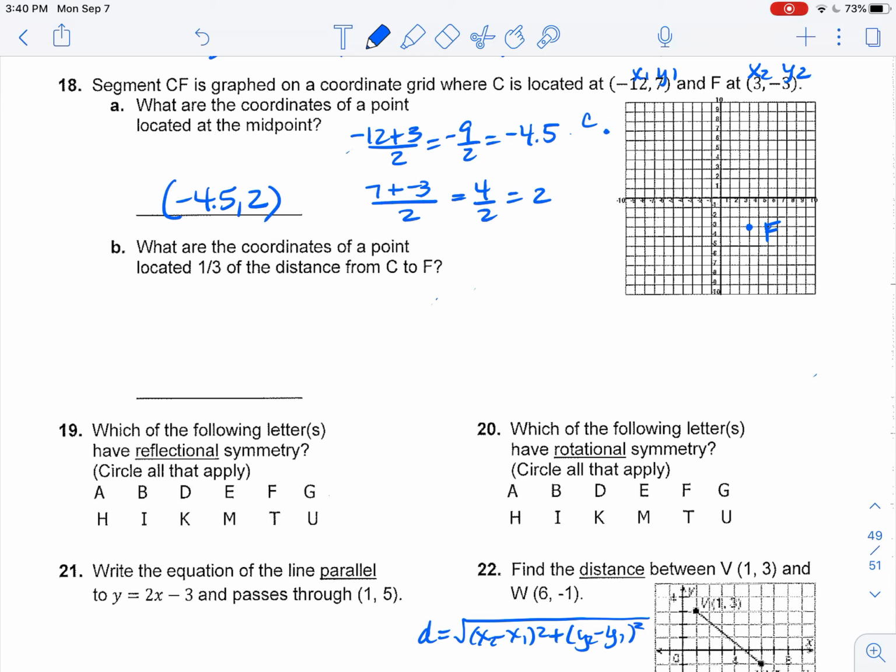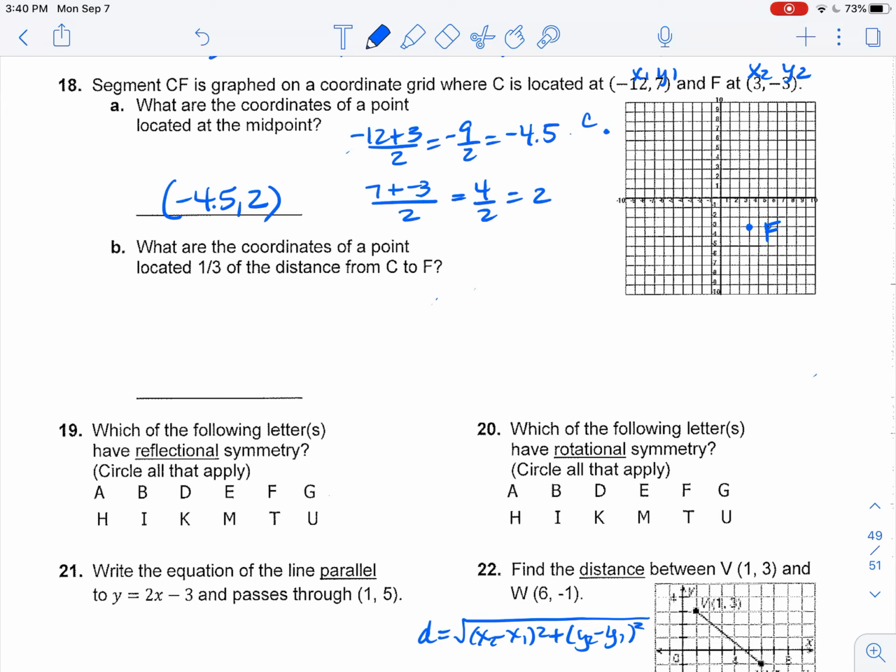All right, so when we subtract those, that gives you the absolute value of 15, which is 15. So we know that the distance in the x direction is 15 units. If I want a third of 15, you're going to multiply straight across, which gives you 15/3 or 5 units. 5 units from C. So if the C coordinate is -12, add 5, that means it's going to be -7.